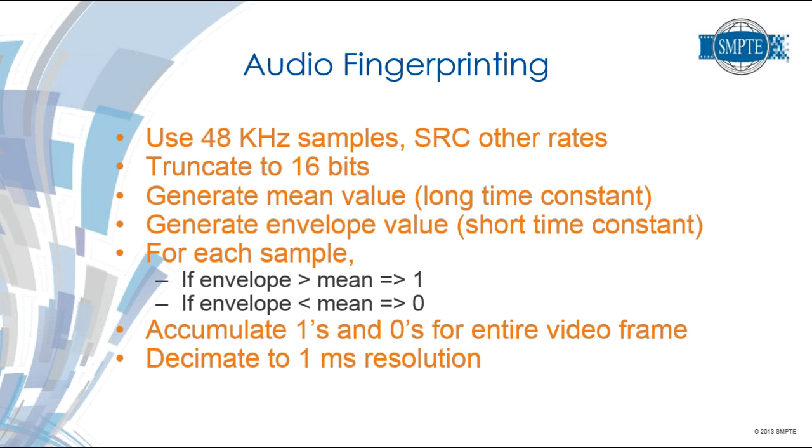And we generate then 2 things that we use for comparison. We generate a mean, which is a long time constant, and we generate an envelope value, a short time constant. You could maybe consider this if you wanted as one is a very slow-moving audio meter and one is a very fast-moving audio meter. And then on a sample-by-sample basis, we look at envelope and mean, and we make a bit. And we select that bit to be a 1 if the envelope is greater than the mean at the time of sampling, and we select a 0 if the envelope is less than the mean. And we accumulate 1s and 0s for the entire duration of a video frame. And then we apply it to a decimator to reduce the data volume.